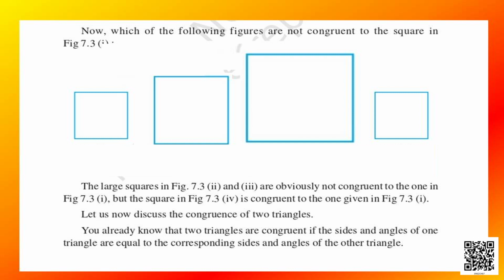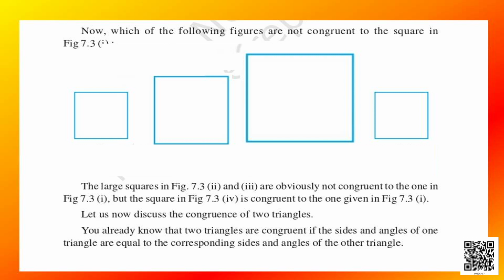Okay students, can you think of some more examples of congruent figures? Now, as given in your book, which of the following figures are not congruent to the square in figure 7.3 (i)? Let's observe. You have a square and you can clearly observe that the last square of the series is of exactly the same shape and size.